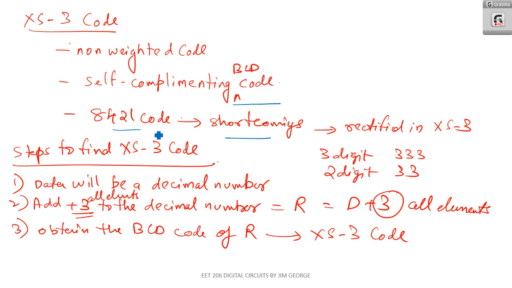Okay. So how to find XS3 code? Data will be a decimal number. To each digit of the decimal number, you add 3. That means if it is a single digit decimal number, we add 3. If it is double digit, you add 33. If it is a triple digit, you add 333, like that. That means you need to add 3 to all digits. Then obtain the BCD code of the result R. That gives the XS3 code.